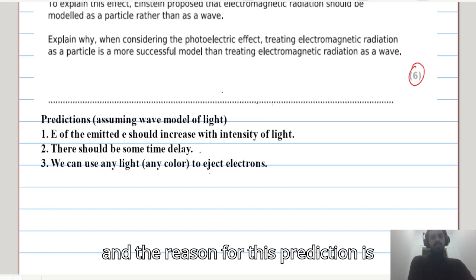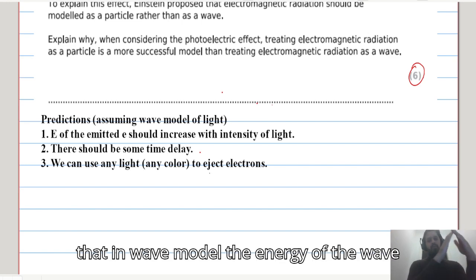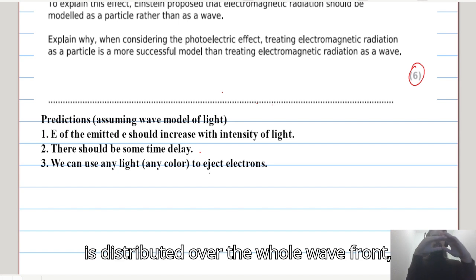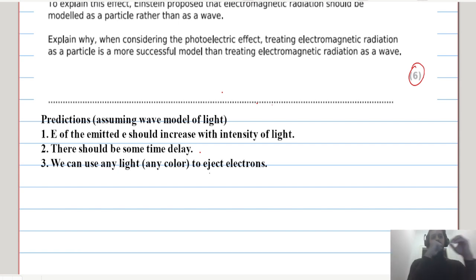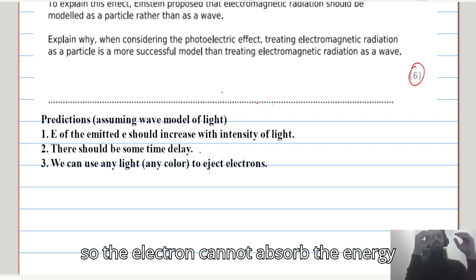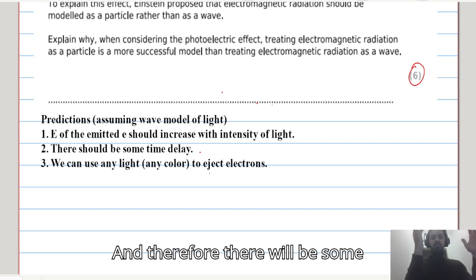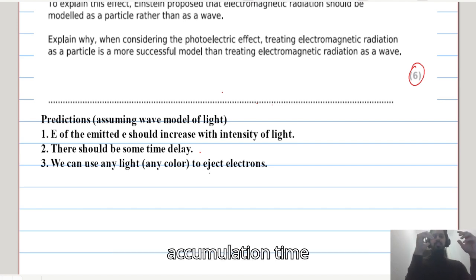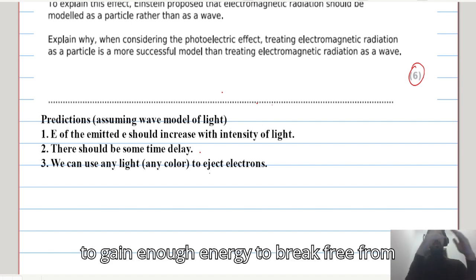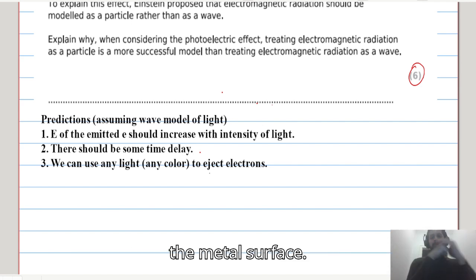Our second prediction would be that there should be some time delay before the electron is emitted. And the reason for this prediction is that in wave model, the energy of the wave is distributed over the whole wave front. So the electron cannot absorb the energy of the whole wave, and therefore there will be some accumulation time for the electron to gain enough energy to break free from the metal surface.